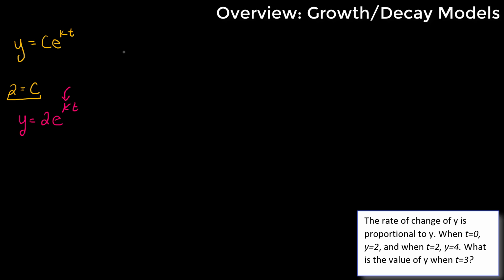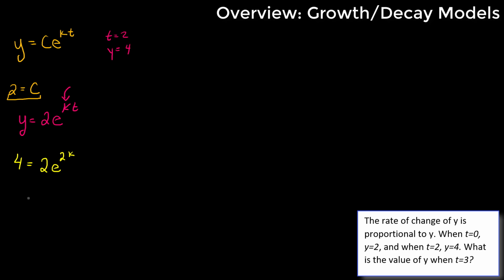We're also told that when t equals 2, y equals 4. Using that condition, I can go ahead and further solve for k. So by substituting y equals 4 and t equals 2, I'll receive the following: 4 equals 2e raised to the k times 2 power, or 2k. From here, we can easily now solve for k since it's one variable inside of one equation. One equation and one variable means we can solve for that variable.